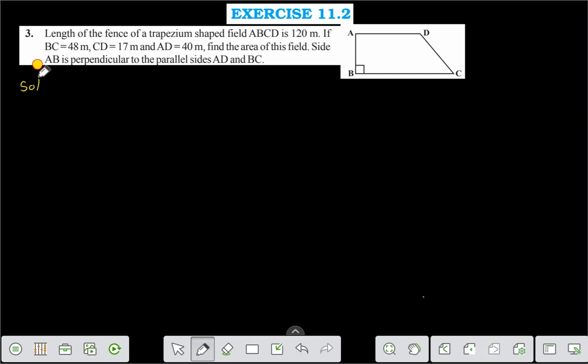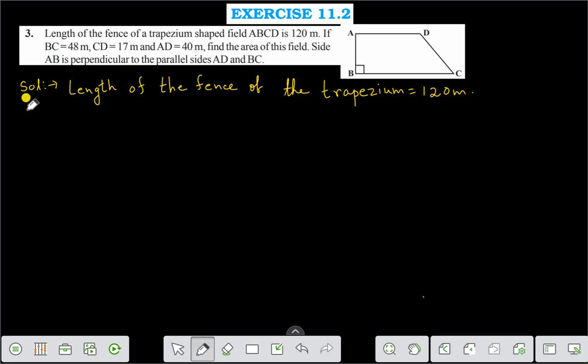It is given that the length of the fence of the trapezium is equal to 120 meter.